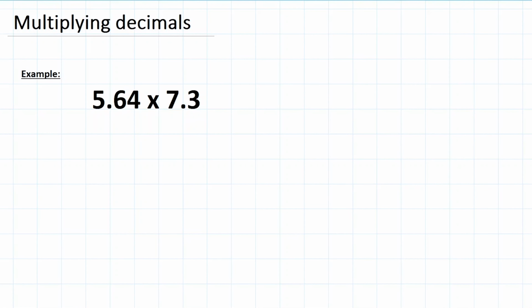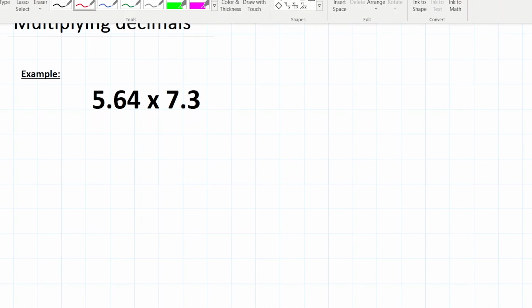So when I multiply two decimals, for example 5.64 times 7.3, I would like to imagine them as whole numbers first, and then multiply the whole numbers as normal, then put the decimal point back in. So I'm going to show you what I mean by that.